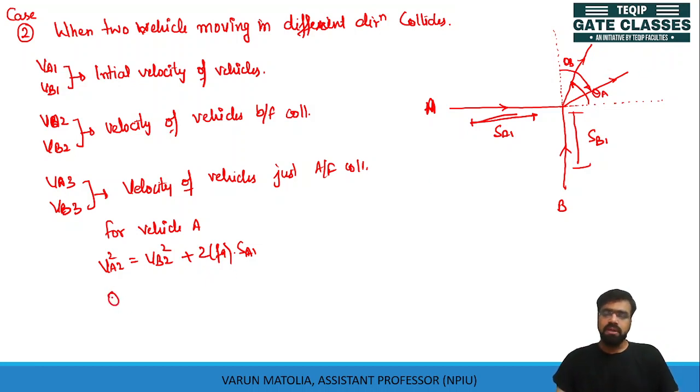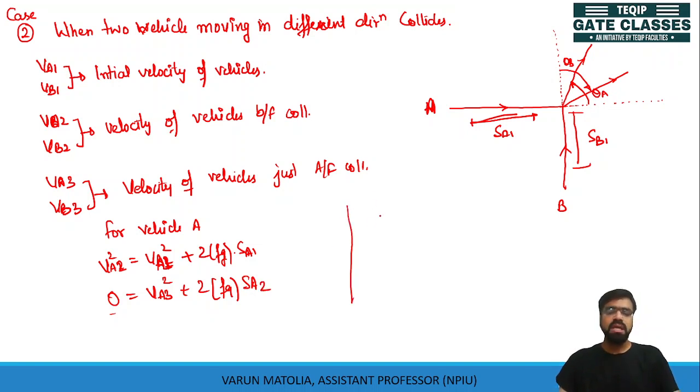So the same equation which we have already used in the last case. This is not B, this is A1, sorry for the error. Now we have corrected. This is VA2 square equals VA1 square plus 2FG SA1. Then, because the final velocity after the collision will be 0, but just after the collision the velocity was VA3, we get 0 equals VA3 square plus 2FG SA2, where SA2 is the skid marks we found after the collision for vehicle A.